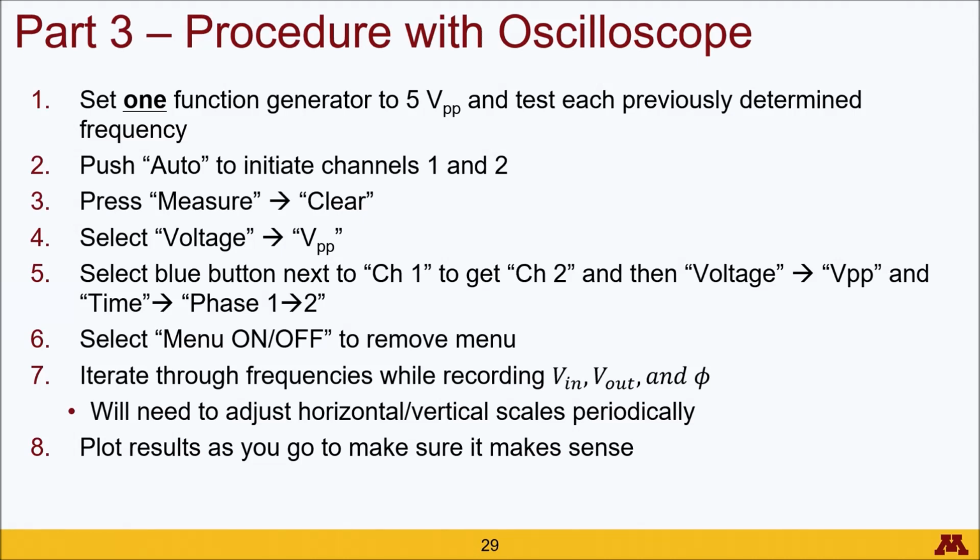And now you'll be adjusting the frequencies on the function generator according to what you calculated in the last slide. And you'll be recording the V peak to peak for channel 1 and 2, or in other words, V in and V out, as well as the phase shift between the two. As you're adjusting these frequencies, make sure to occasionally adjust the horizontal and vertical scale. My recommendation is as you're checking these signals that you plot this as you go along in order to make sure your results are making sense.